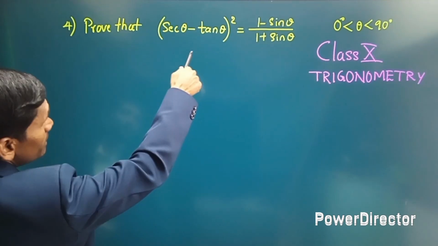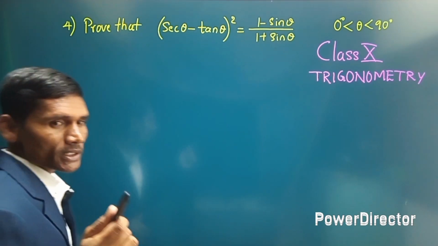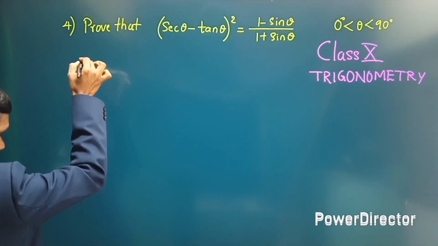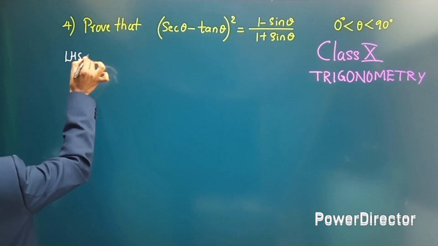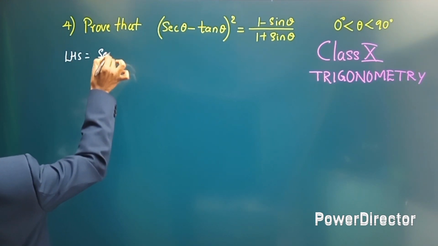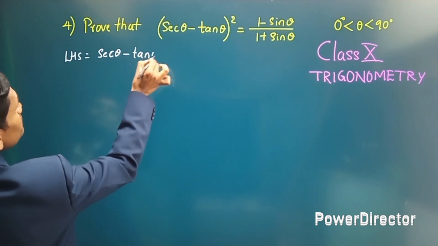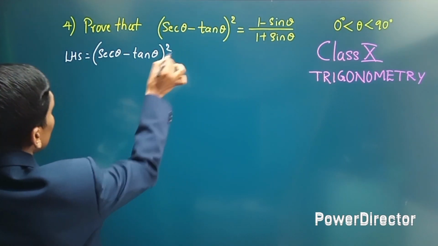Prove that (sec theta minus tan theta) whole square is equal to (1 minus sin theta) divided by (1 plus sin theta). How to prove this? You need to take first LHS. Start with LHS. So LHS is equal to sec theta minus tan theta, right? You are taking this bracket square.